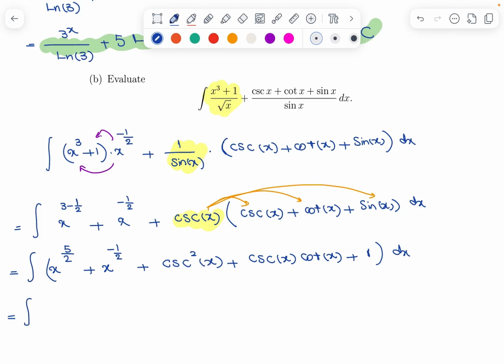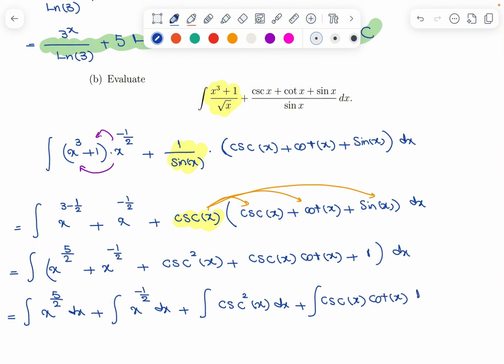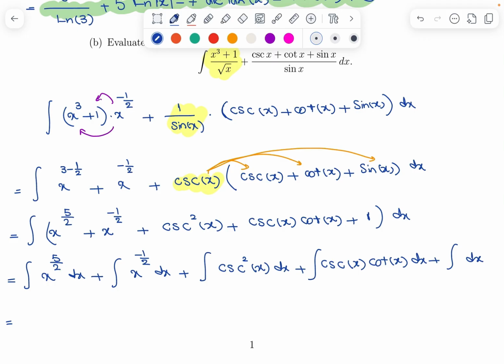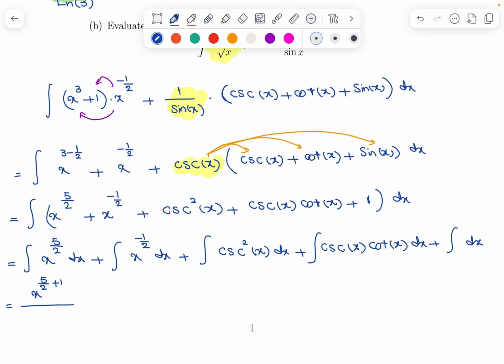So therefore we will get the integral of x^(5/2) dx plus the integral of x^(-1/2) dx plus the integral of cosecant squared of x dx plus the integral of cosecant of x times cotangent of x dx plus the integral of dx, which is equal to, so for the first function, because you have a power function, by using the power formula, the antiderivative of x^(5/2) would be x^(5/2 + 1), we will add 1 to the exponent and divide by the new exponent, 5/2 plus 1, plus x^(-1/2), whose antiderivative would be x^(-1/2 + 1) divided by negative 1/2 plus 1.